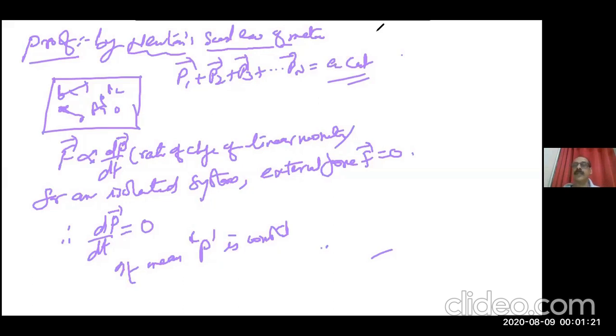Next, law of conservation of linear momentum by third law. Sir, what was the last line? That proves linear momentum is conserved.